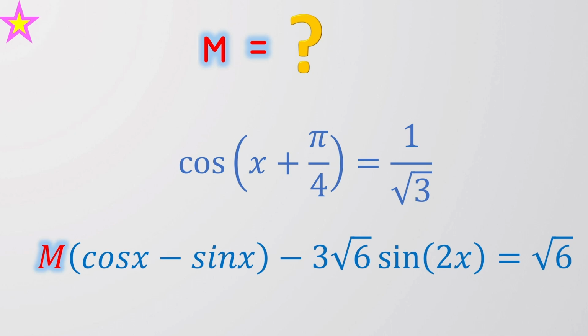Cosinus x plus pi over 4 equals 1 over square root of 3. On the other hand, n times cosinus x minus sinus x minus 3 square root of 6 times sinus 2x equals square root of 6. The question is asking us to find the value of m. If you believe you can solve the question, feel free to pause the video and check whether your solution is correct.